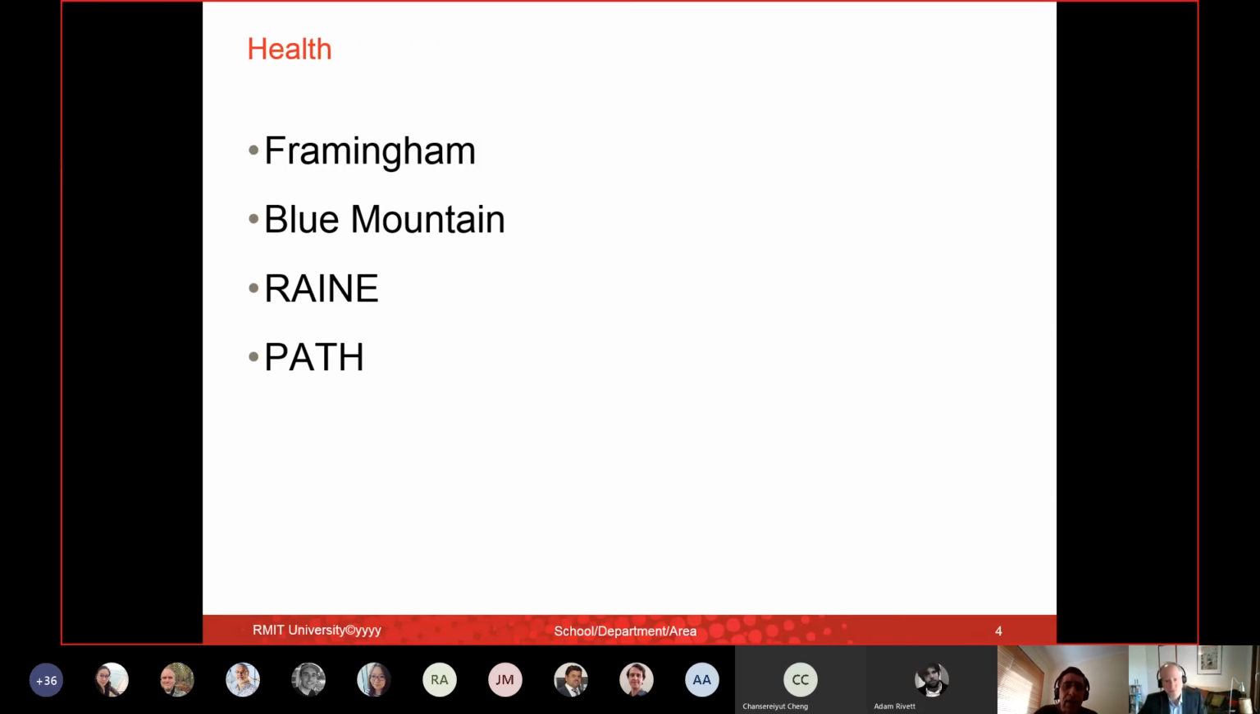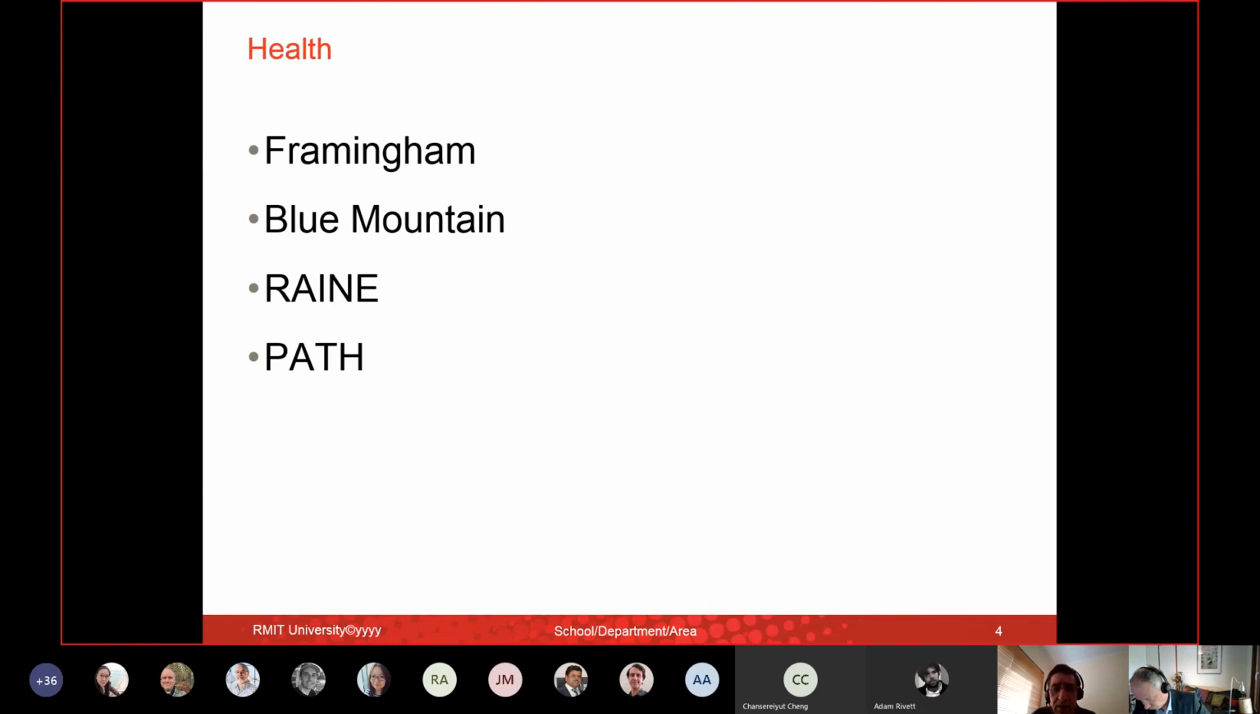For health, I'll give you 4 examples, except the first one, the other 3 are from Australia. These are the 3 I've been involved in, so I thought I'd give you that as a starting point. Framingham. Now, any of us who are above the age of 45 and have been to our GPs would have been given a risk assessment of our cardiovascular disease.